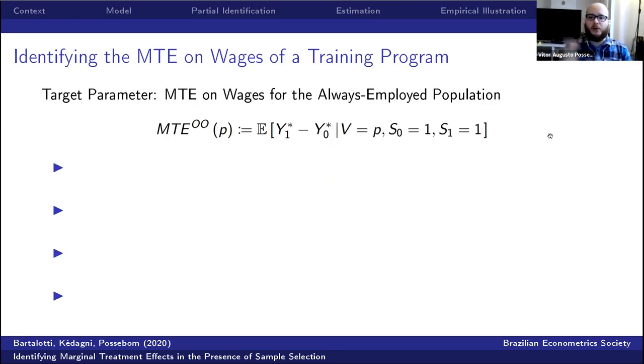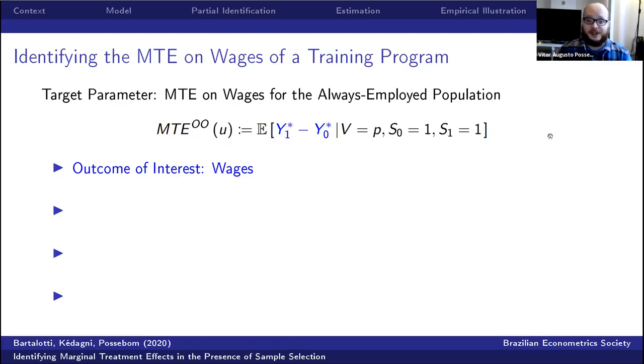In order to address both problems, we have a specific target parameter. Our target parameter is a function known as the marginal treatment effect on wages for the always employed population, and mathematically is given by this expression. It's a somewhat long expression. It's a slightly unusual treatment parameter, so let's understand each part of it separately. So first of all, our outcome of interest is wages. So it is basically the censored outcome variable here.